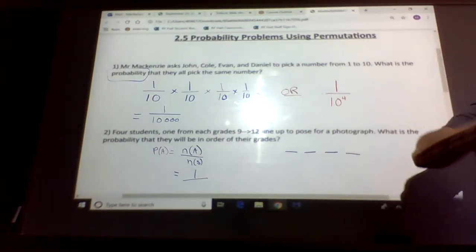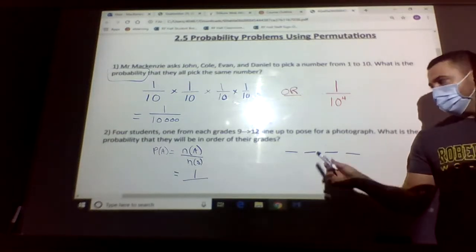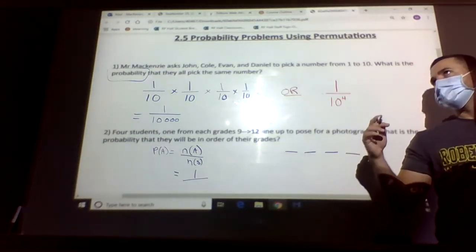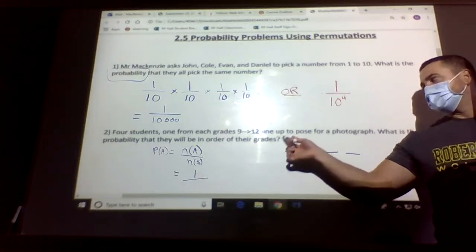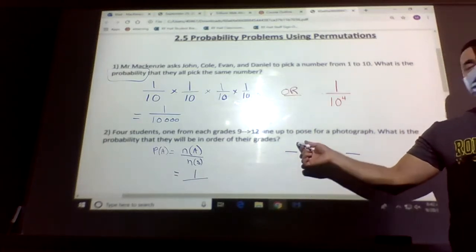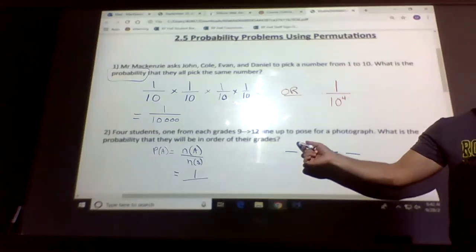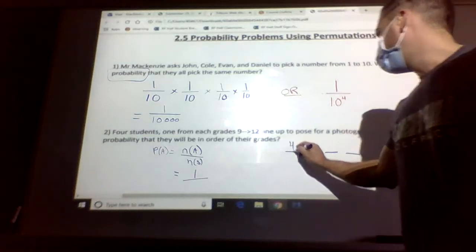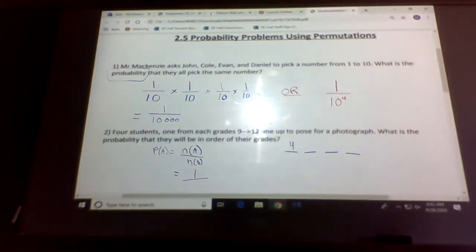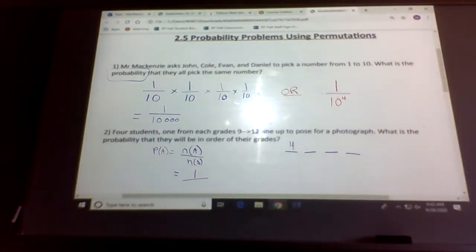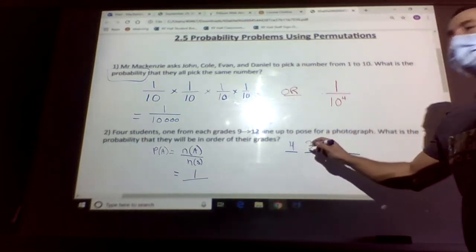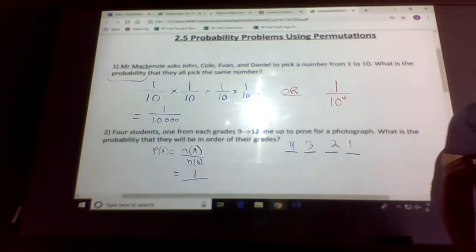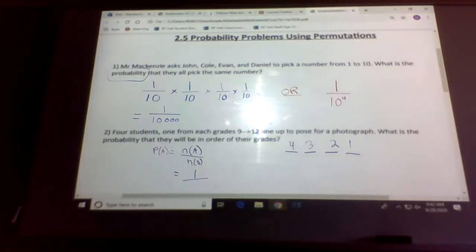So I have 4 students. Wait, sorry, rewind. I can pick any student to line up first. So how many options do I have for the first? 4. I have 4. Thanks, Sabrina. Once I put someone in the first spot, let's use this row, I put one person here. My next spot, how many people do I have left? 3. Okay, 3, and then after that, 2, and then 1. So that's the total number of ways. That's going to be the denominator.